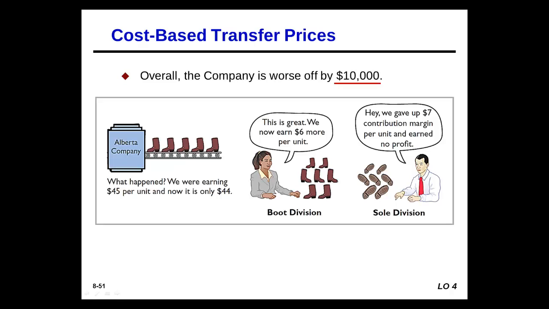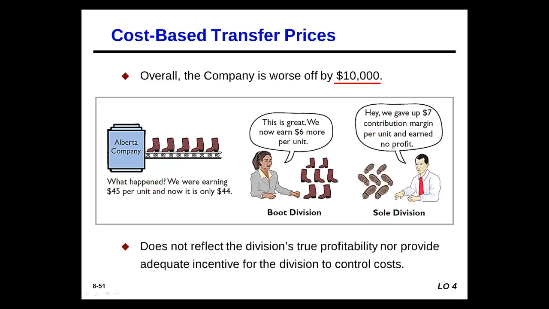The overall results change if the sole division has excess capacity. In this case, the sole division continues to report a zero profit on the 10,000 units. However, the boot division gains $6, so overall the company is better off by $60,000. We can see that a cost-based transfer system does not reflect the division's true profitability. What's more, it does not provide adequate incentive for the sole division to control costs.